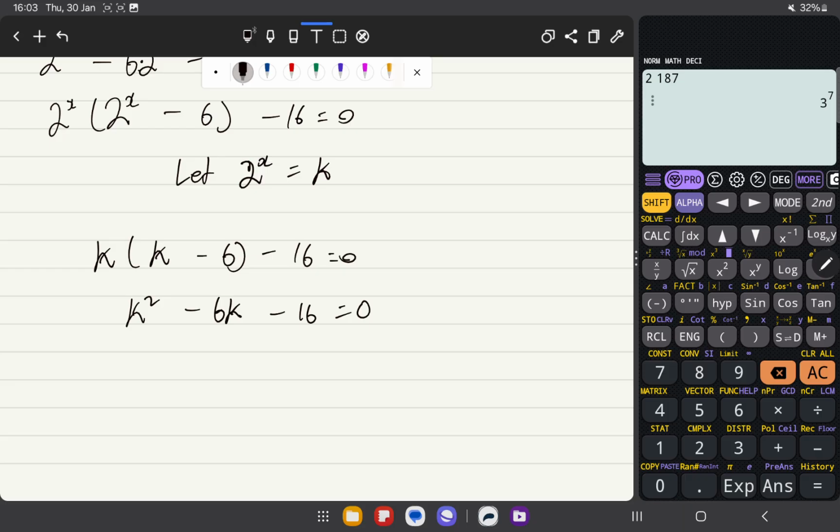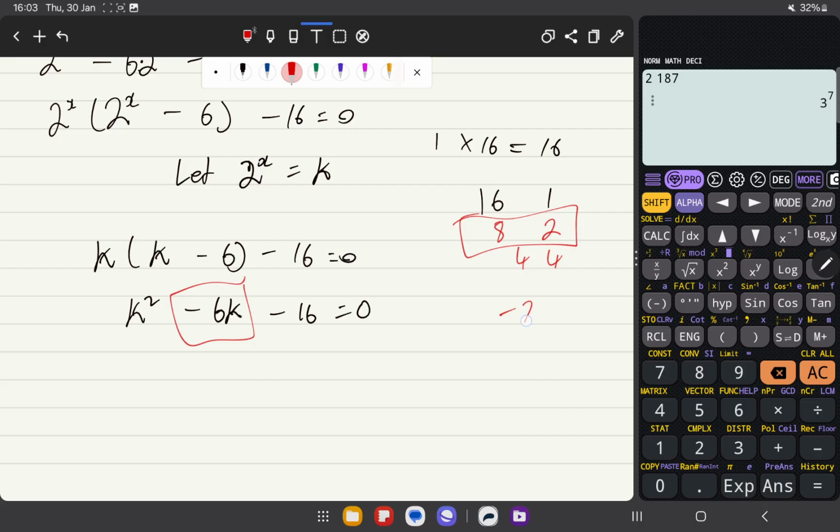Cool stuff. So now I can do the method that I've been doing. I multiply 1 by 16. I get 16. Break down 16 into its factors. I have 16 and 1. Let me actually use a different color. 16 and 1. I have 2 and 8. I have 4 and 4. So that's it. If I look at which pair is going to give me the middle number, whether I add or subtract, it is this one. And in this case, I have to have this. This gives me minus 6, right? So I'm going to take them and say I have k squared minus 8k plus 2k minus 16.